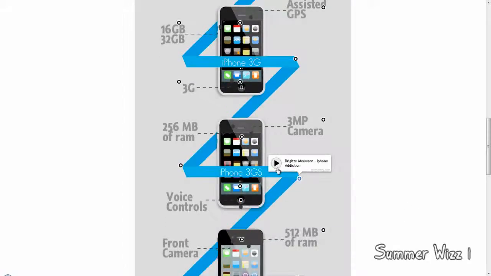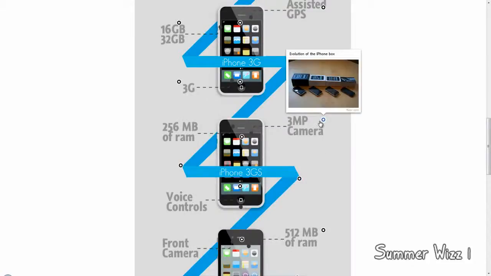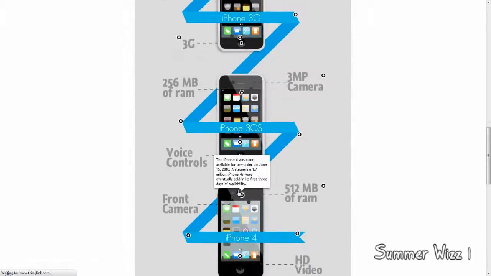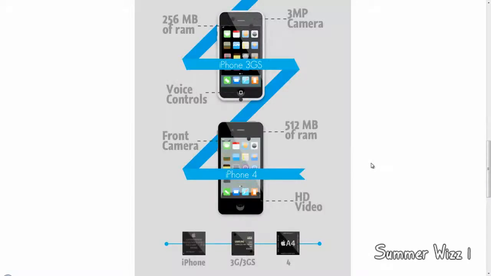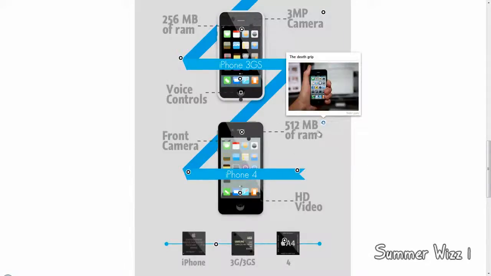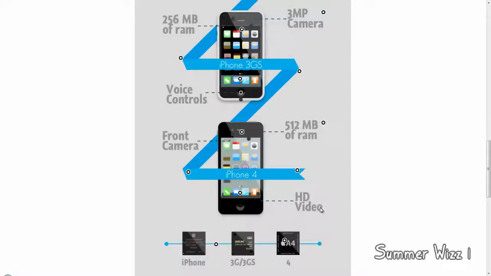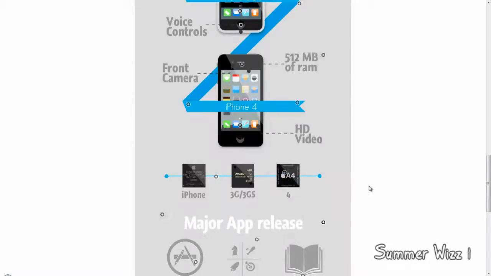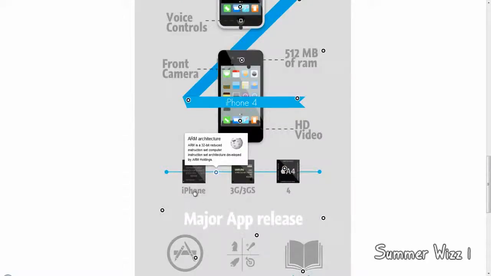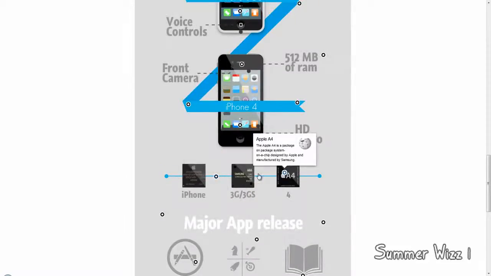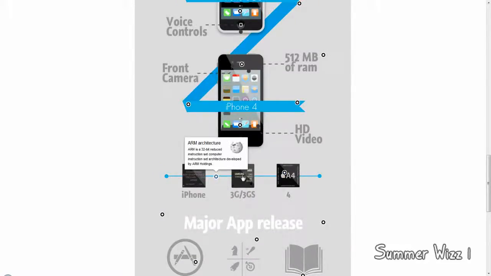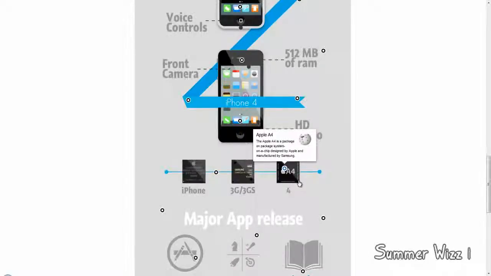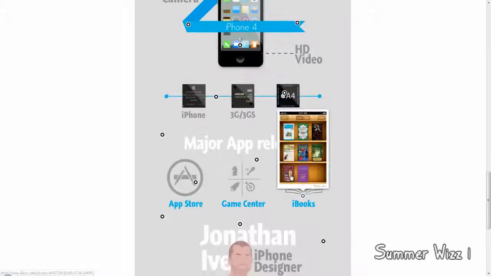Then the iPhone 3GS came along, 256 megabytes of RAM, 3 megapixel camera, and voice controls. Then came the iPhone 4, front-facing camera, 512 megabytes of RAM and HD video. Yeah, so I think it's quite nice. The first iPhone used some sort of chip, I'm not really sure what that is. Then the next one used some ARM technology, Samsung basically. And then the current one is using an A4 chip that's basically designed off ARM.